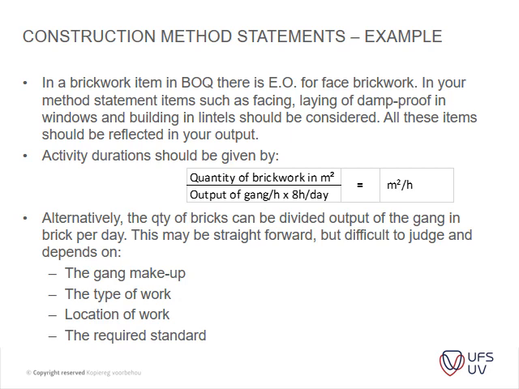Okay, in brickwork items in the BOQ, there's extra over for face brickwork. In your method statements, items like facing, laying of damp-proof in windows and building lintels should also be considered. All those items should be reflected in your output. Okay, then your activity durations. This is important for me. It will assist you guys in explaining what your activity durations are, but it's fairly straightforward. It's your quantity of brickwork in square meters and your output of the gang per hour and 8 hours per day. So you are basically getting to a square meter rate per hour.